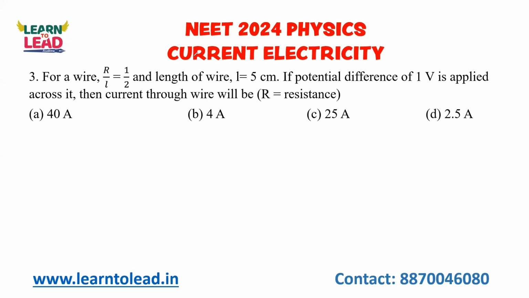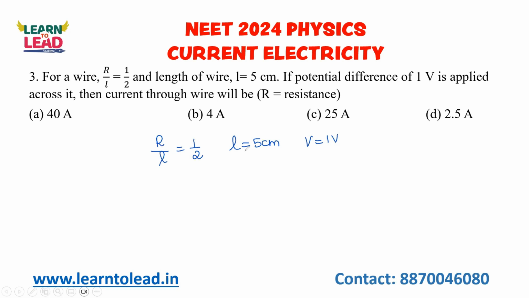See the next question. For a wire, they have given R by L is equal to 1 by 2 and the length of the wire is 5 centimeter. If a potential difference of 1 volt is applied across it, then what is the current through the wire?